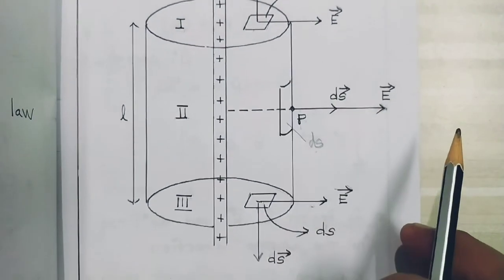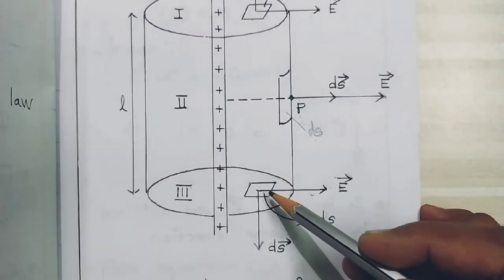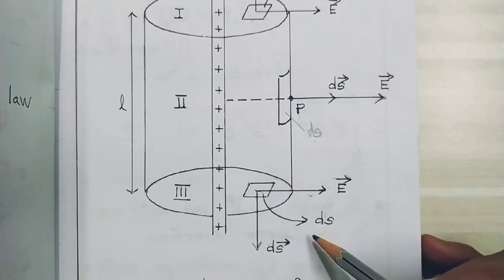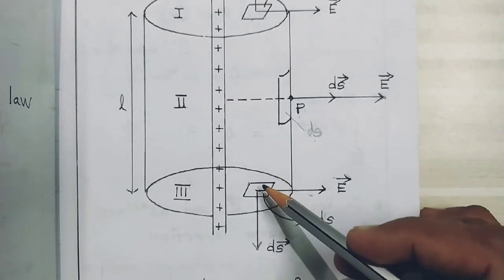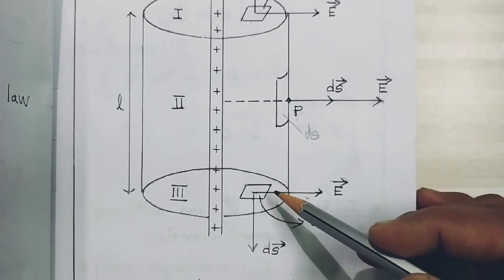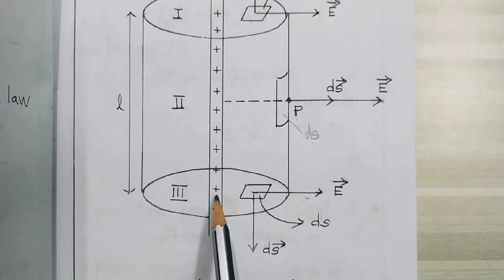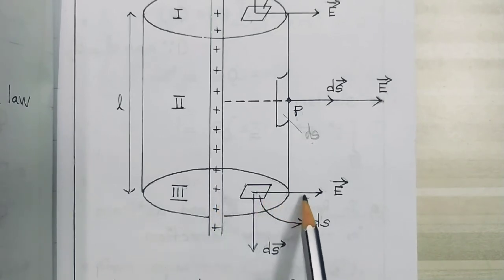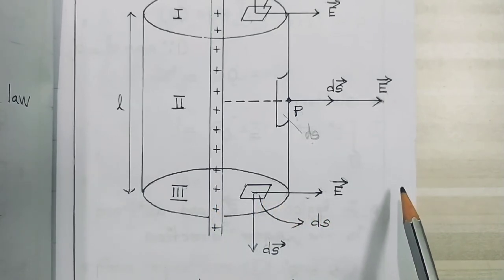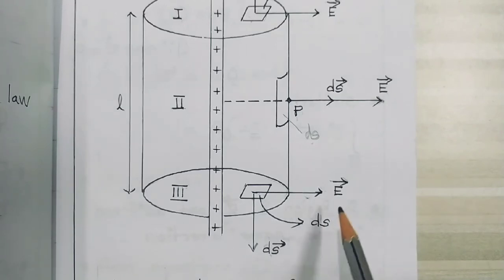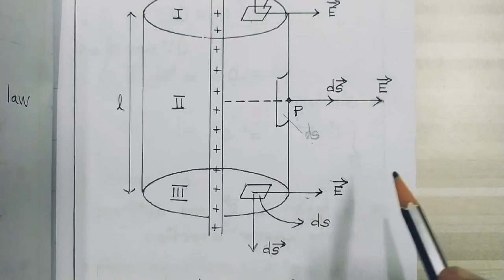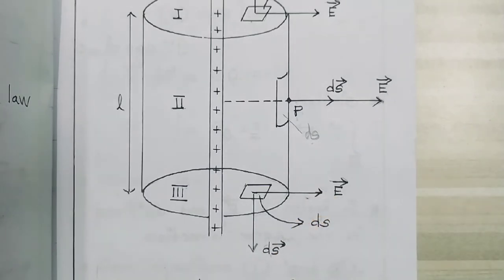Similarly, in region 3 also, this is the small surface ds we have taken. So the area vector is in the downward direction, and as we all know, the electric field vector due to this wire is oriented in this direction. Again here both ds vector and E vector are perpendicular to one another. Now let us move on to the derivation.